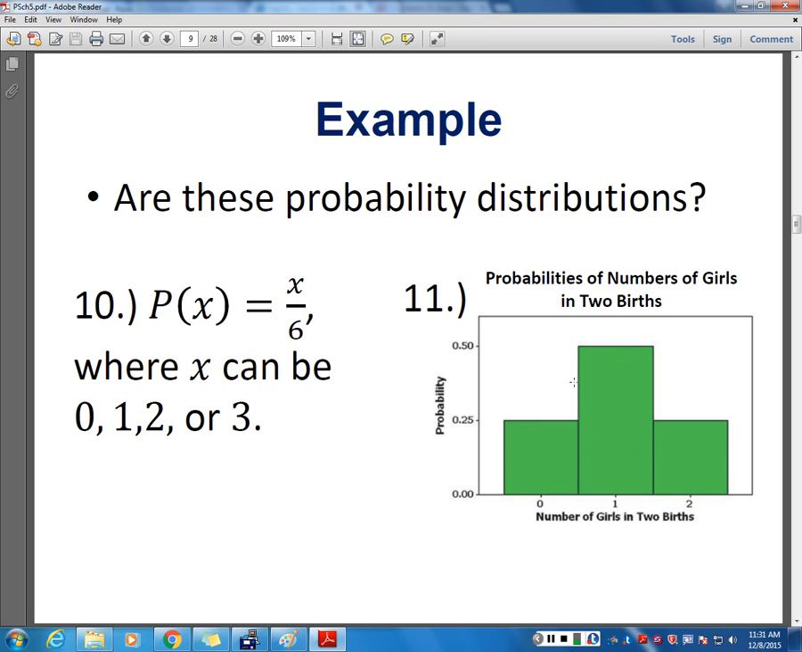Well, none of those bars are above 1, and none of them are below 0. And if I add up 0.25, 0.5, and 0.25, I do get 1 or 100%. So both 10 and 11, though they are represented in a different way, are probability distributions.